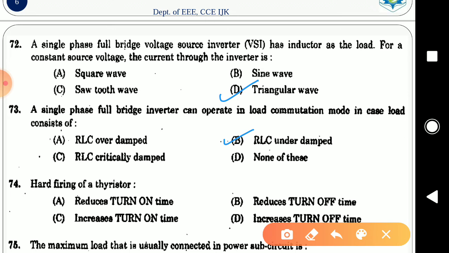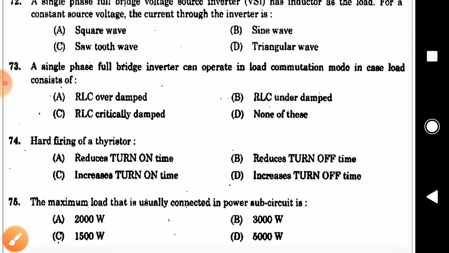Question number 74. Hard firing of a thyristor. Hard firing of a thyristor is basically we are applying a gate current which is several times higher than the minimum gate current required. And the effects of hard firing are it will reduce the on time. So option A is the correct answer. It will reduce the on time and it also enhances the di by dt capability of the thyristor.